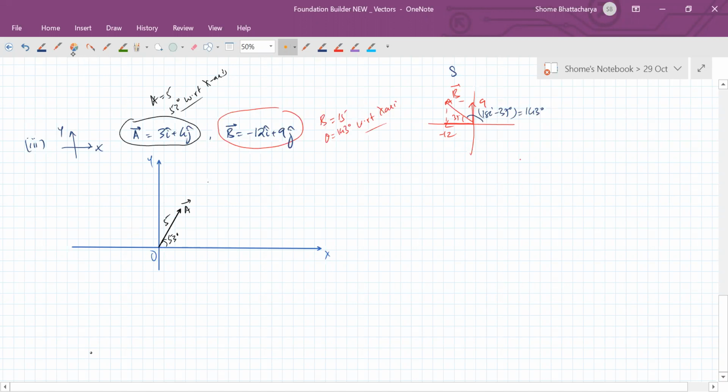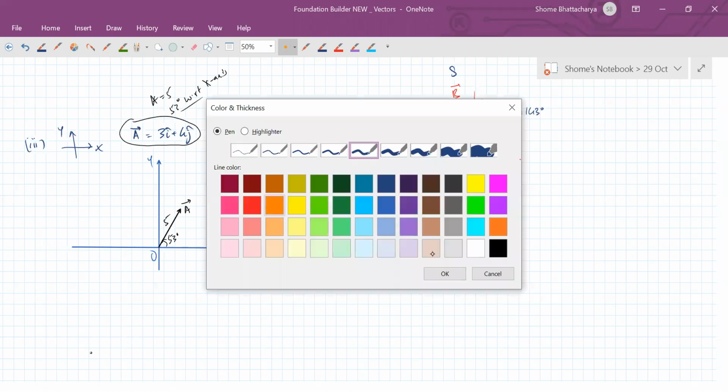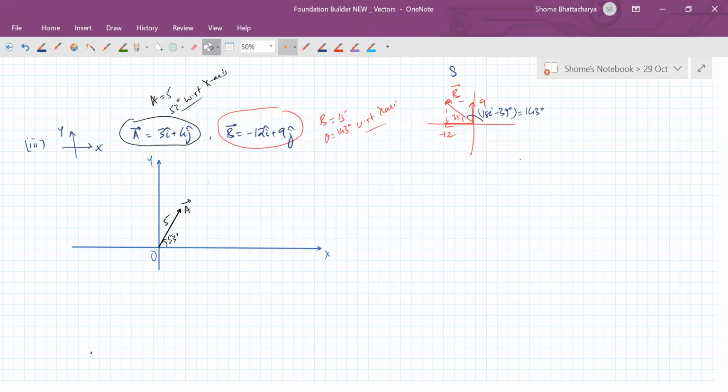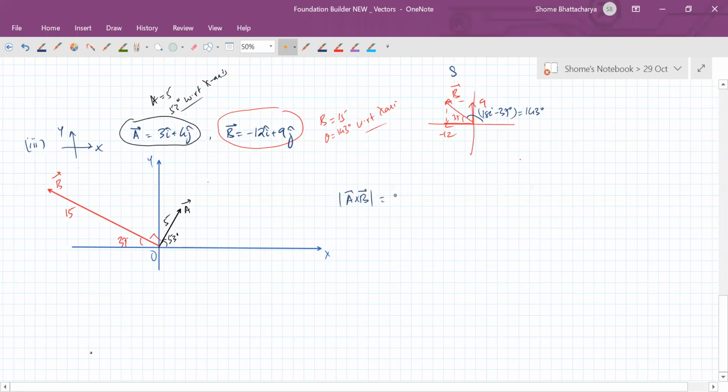Okay. So you can see that the vector B in comparison is like this. So magnitude is 15 and this angle must be 90 because this total angle was 143 degrees, or this angle is 37. Okay. So this time you can see that magnitude of A cross B is 5 into 15 into sine 90. So that is 75. Okay.